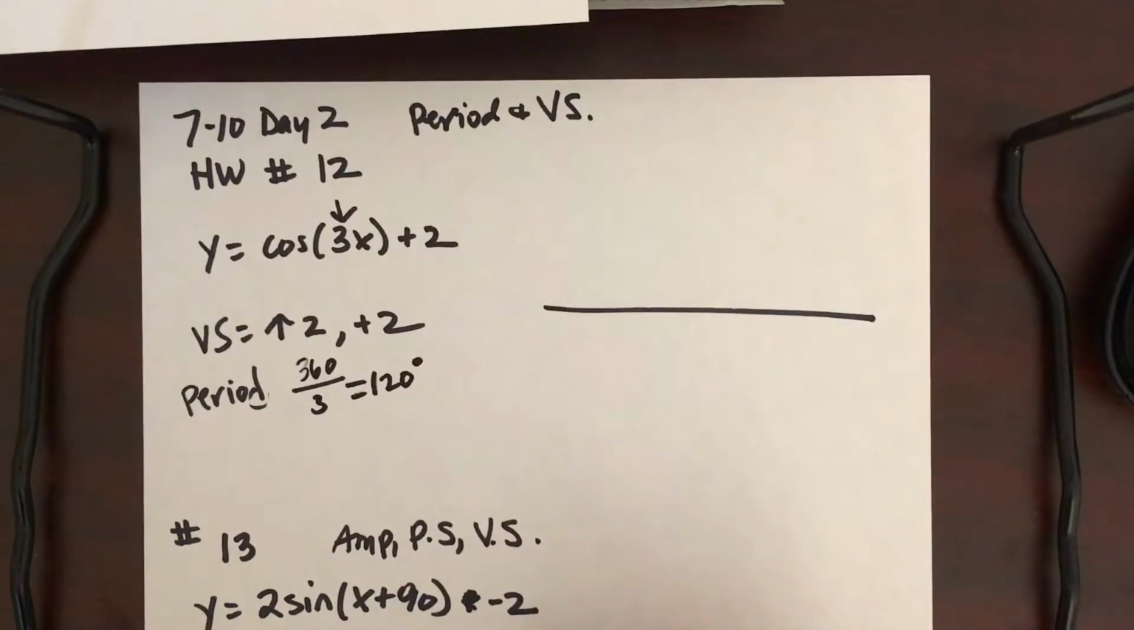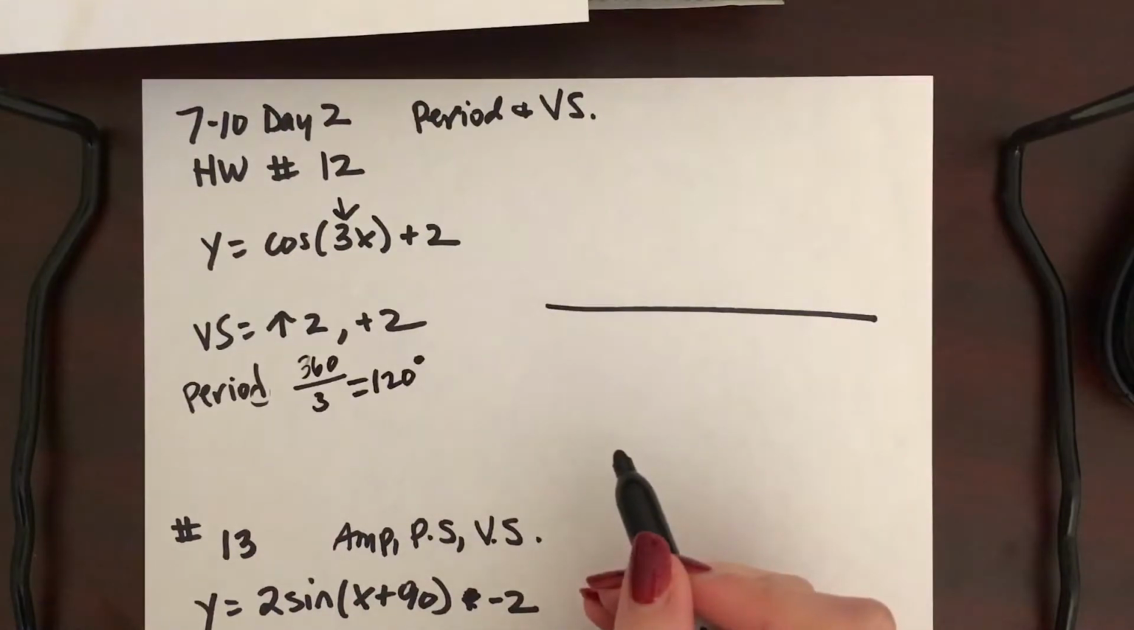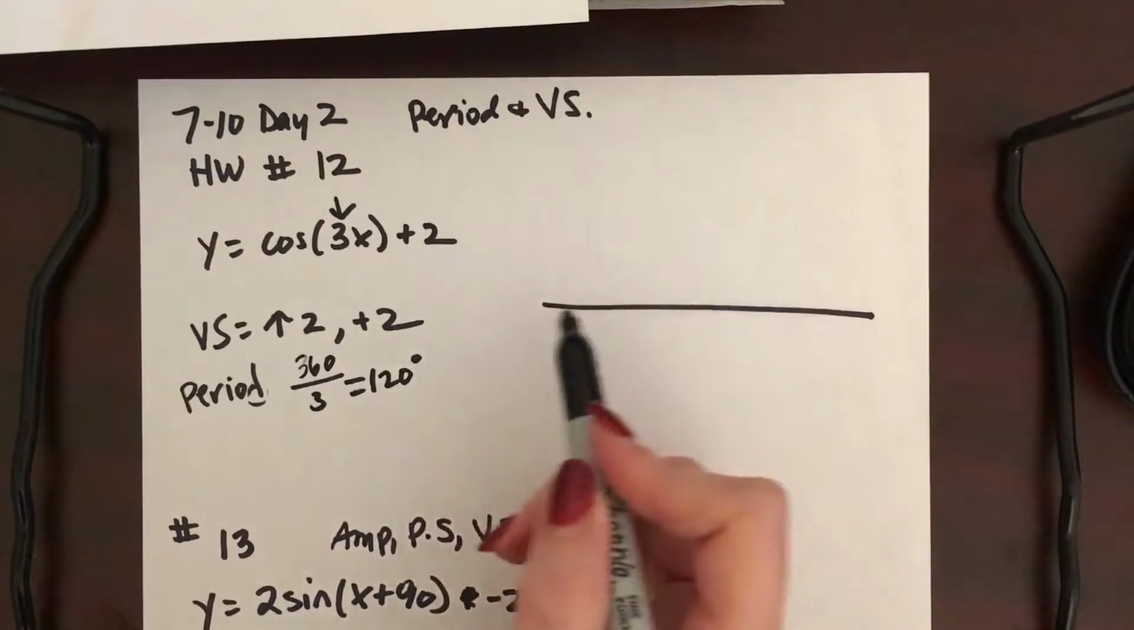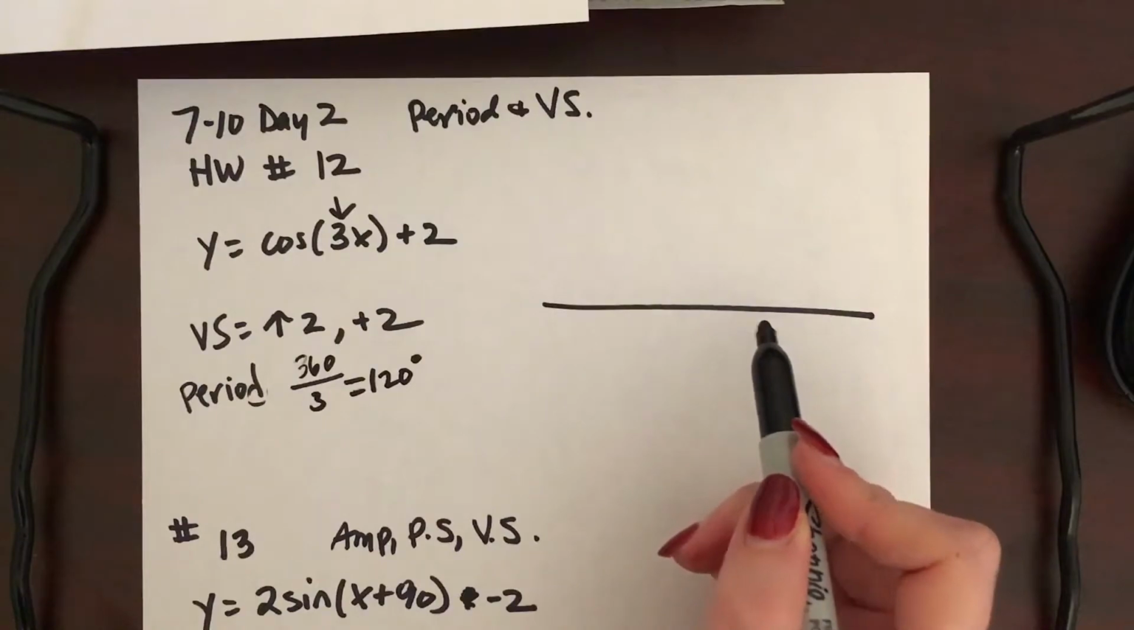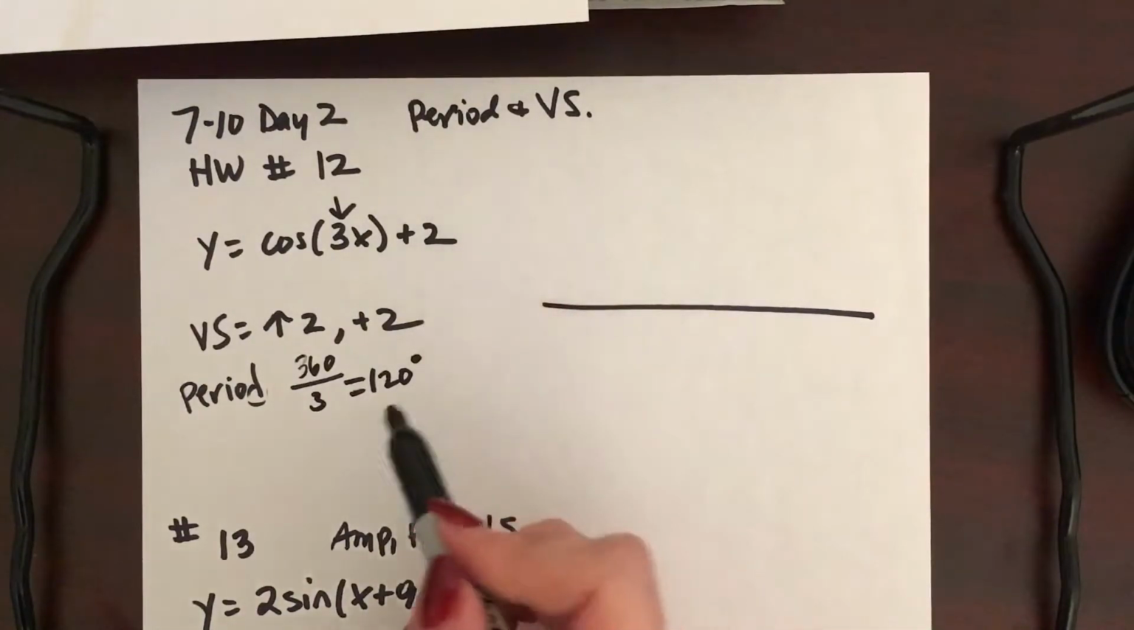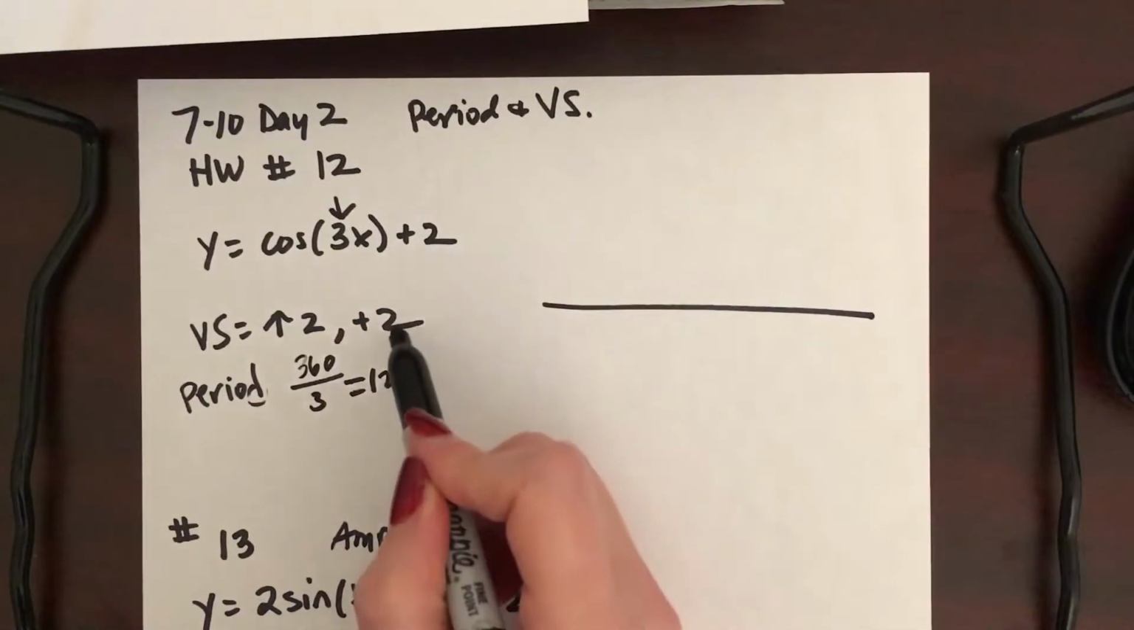So in our order of steps, we need to deal with anything that's sideways, horizontally, before we deal with any of the vertical stuff. So we're going to deal with this period change before the vertical shift.